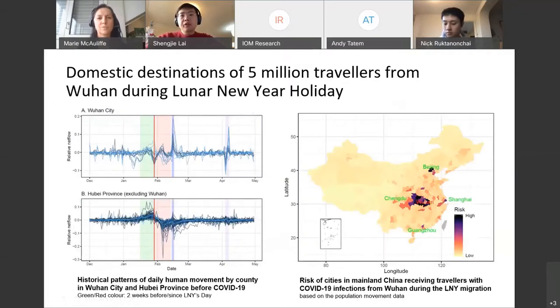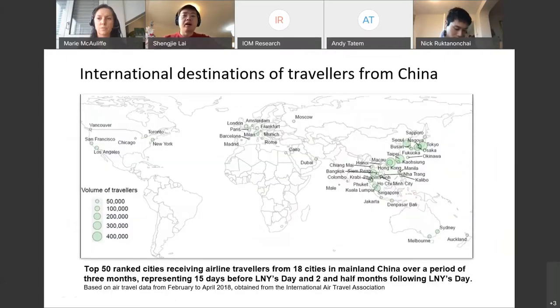Based on this mobility data, we can estimate that a lot of people already traveled or lived in Wuhan before the Chinese New Year. This shows that the population movement pattern has a very significant seasonal phenomenon in China due to holidays such as the Chinese New Year and National Day. You can see that the cities surrounding Wuhan have received more travelers from Wuhan, and also some other big cities like Beijing, Shanghai, and Guangzhou have higher risk of importing this virus from Wuhan.